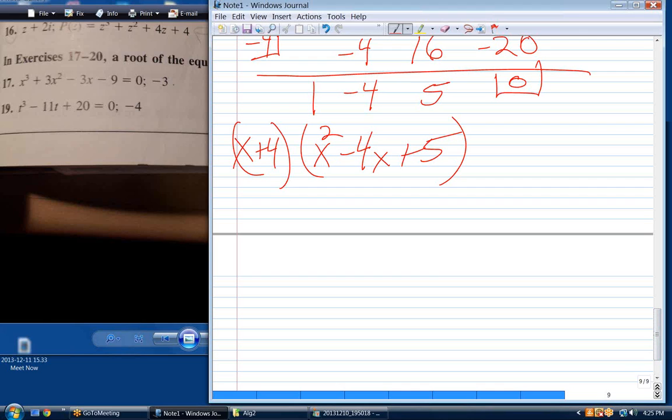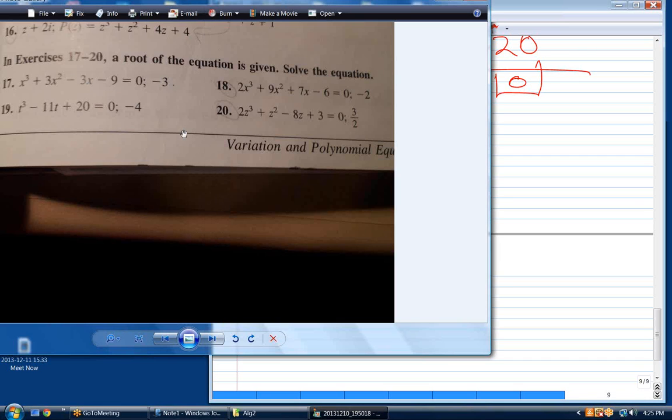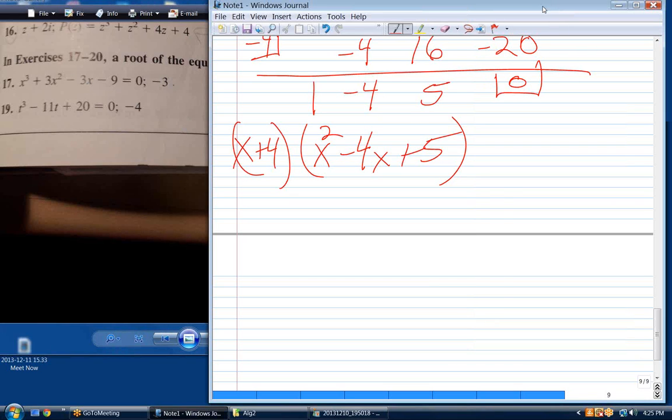So now what? So it wants all solutions. Solve the equation. So we can't stop here. We've got x equals -4 as one solution. What are the other two? You can't factor it, can you? Not in the easy way. No, so you have to do the quadratic.